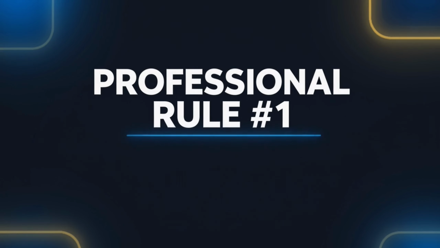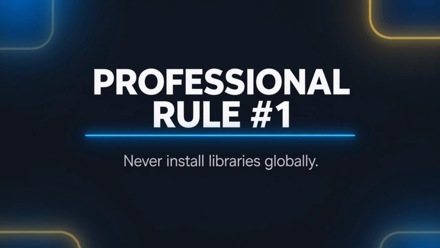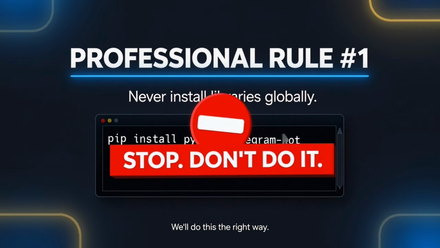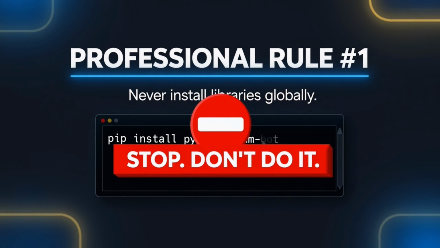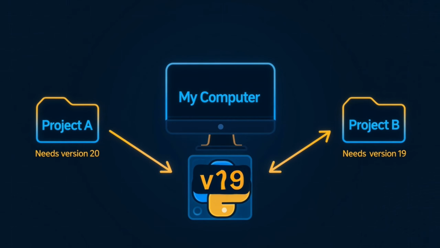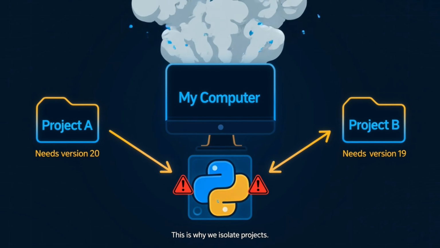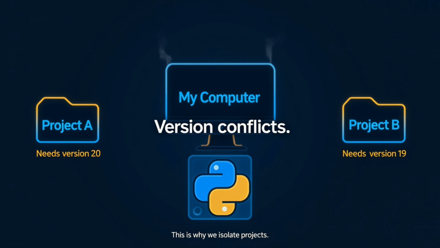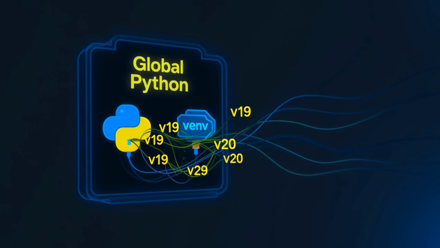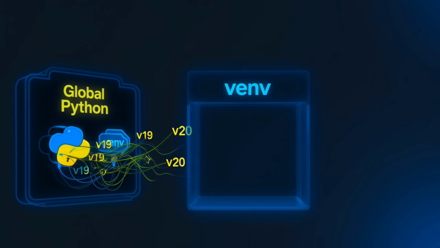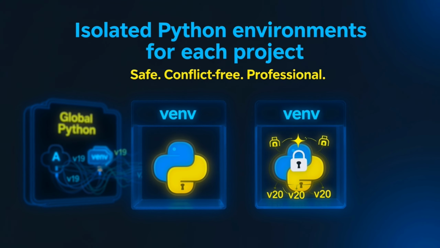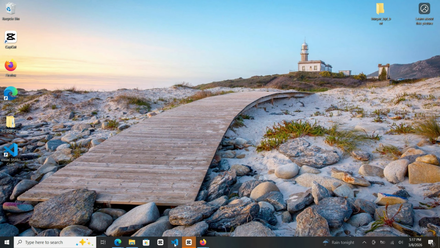Here's the first professional rule of the course. Never, ever install libraries globally. If you just type pip install python-telegram-bot right now, stop. Don't do it. If you install libraries globally, one day you'll work on Project A that needs version 20 and Project B that needs version 19, and your whole computer will explode. Instead, we use a virtual environment, or venv. It creates a tiny, isolated box just for this project.